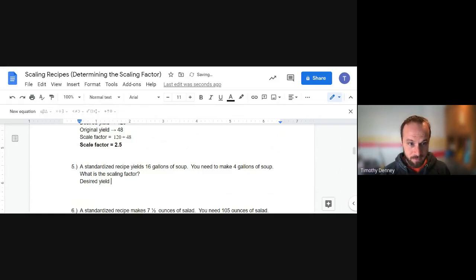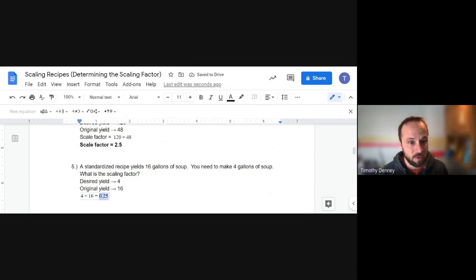Desired yield. I want to make 4. The original yield made 16. So we've got desired divided by original, and this is going to equal 1/4 or 0.25. Okay, so this time, remember, it's a decimal, but that makes sense because we're actually shrinking the recipe. We're making it smaller. So we take this number and multiply it by all the ingredient amounts and figure out what our new ingredient amounts are.